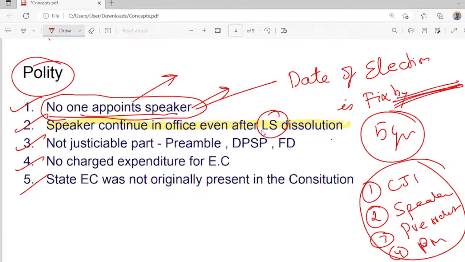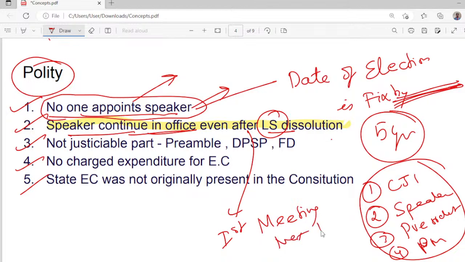Okay, but once it is dissolved, the speaker will continue to be the speaker, sir. Sir, what is this? Are you saying correct? 101%, sir. Speaker will continue to be in office. He will continue to be the speaker even after the dissolution of Lok Sabha. And how long will he be the speaker? Till the first meeting of the next Lok Sabha.